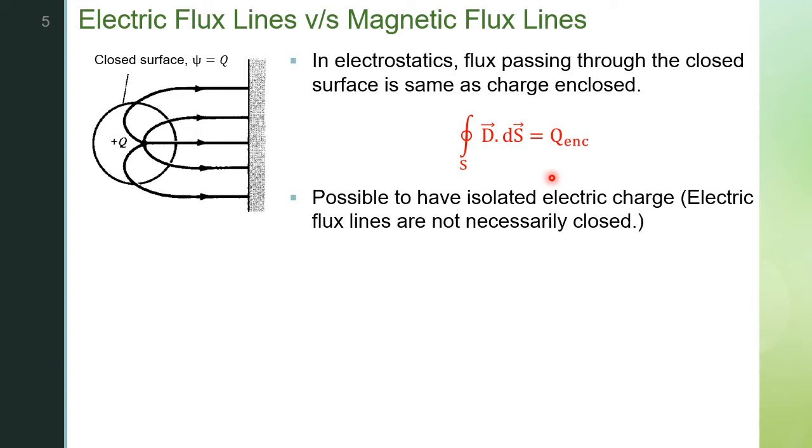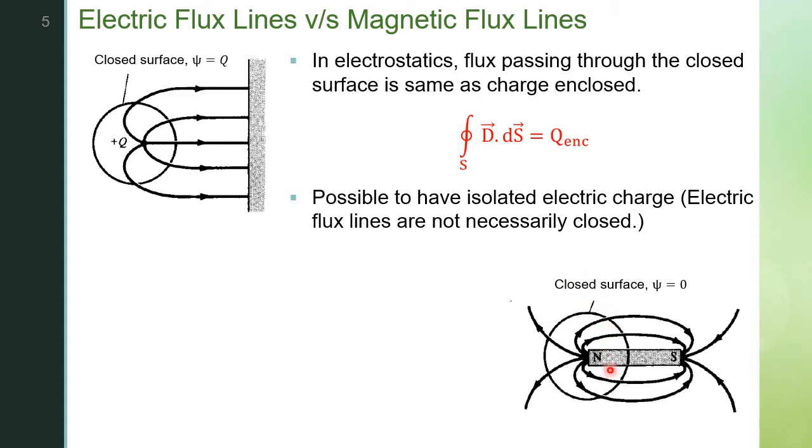Electric flux lines are not closed. A positive charge acts as a source and a negative charge acts as a sink, so all the flux lines come towards the negative charge. With electric charges, it is possible to have isolated charges, that is, a positive charge and a negative charge separately. But magnetic poles, that is the North Pole and South Pole, will always exist in pairs. We can't separate the North Pole and South Pole.